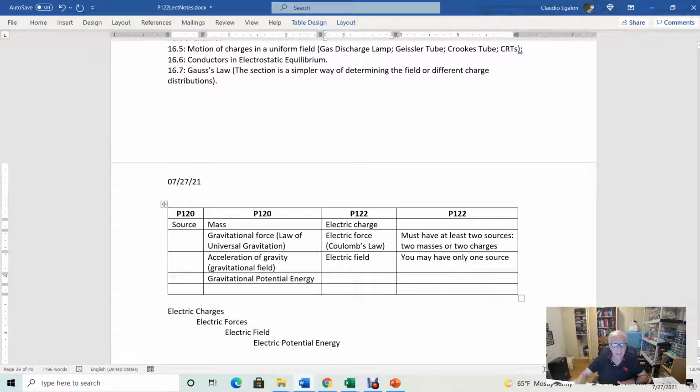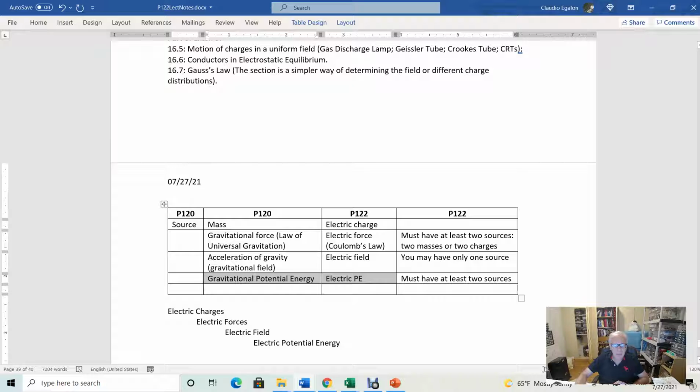And here what we have is going to be the electric potential energy. I'm going to abbreviate it by PE. In this case, you must have at least two sources, just like before. In order to have a gravitational potential energy, it is a system of at least two sources, two masses or two electric charges. That's how the potential energy exists. The gravitational potential energy and the electric potential energy.